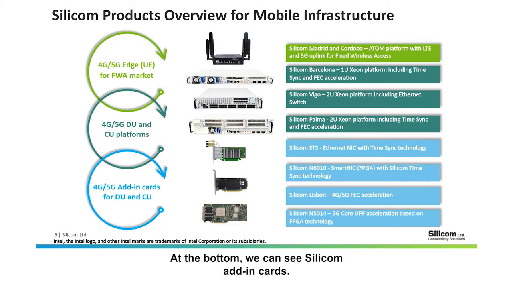At the bottom, we can see Silicom add-in cards. We're collaborating with major COTS platform suppliers, and we provide STS product family. The STS product family offer a range of product, STS1 with 4 ports of 10/25, STS2 with 8 ports of 10 gig, STS3 with 10/25, 8 ports, and STS4 with 12 ports. The range of product also including GNSS receiver, so our cards can be also a Grandmaster.